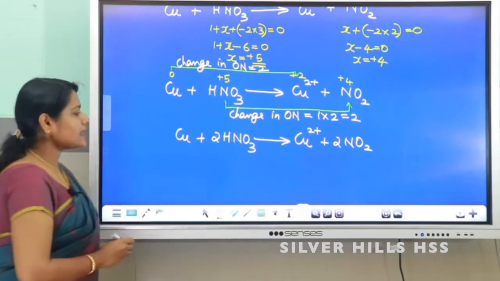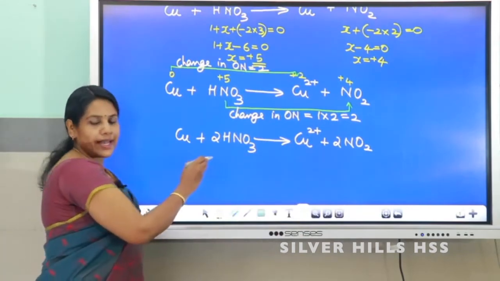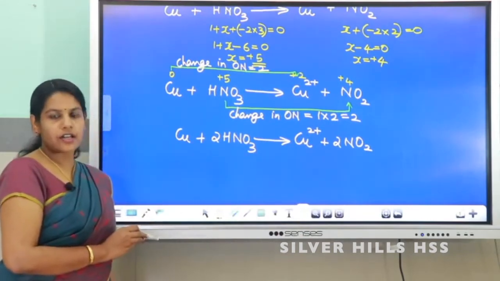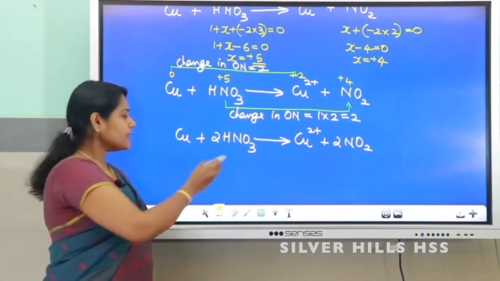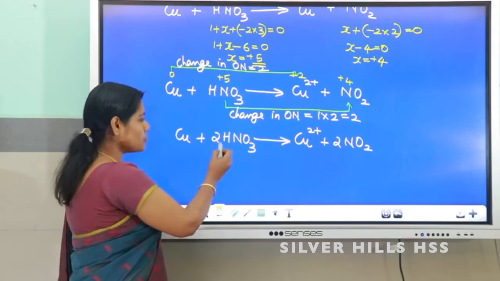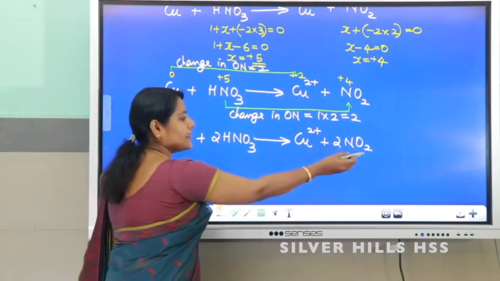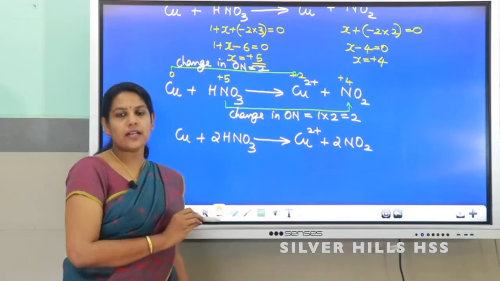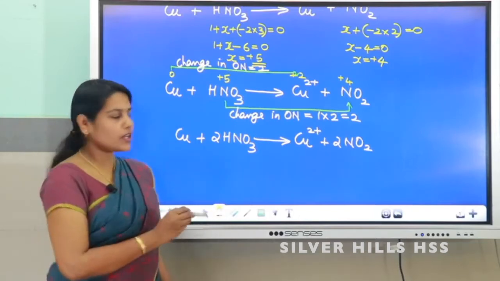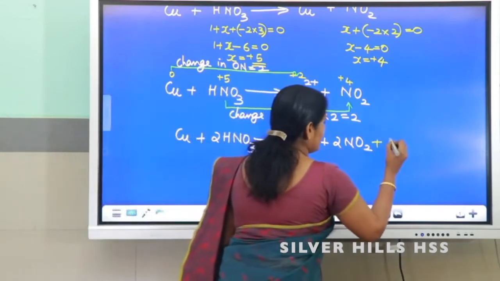So now you can see that we have balanced all elements except oxygen and hydrogen. Now let us balance oxygen and hydrogen. Here you can see that this side we have 3 into 2, that is 6 oxygen atoms, and here we have 4 oxygen atoms. So where there is a deficiency of oxygen atoms, there we can add water molecules. So here let us add 2 water molecules.